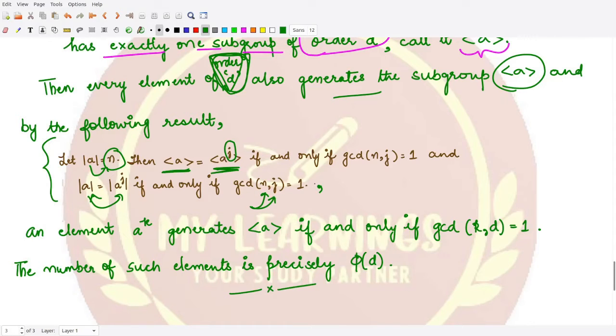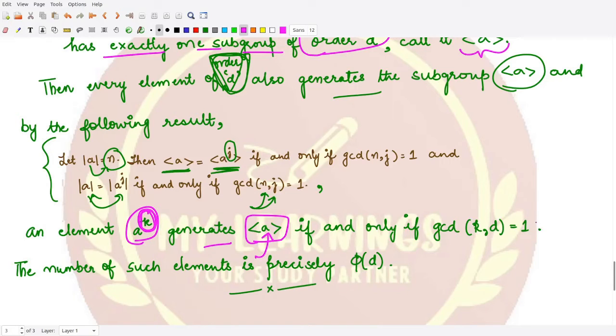So using the result here, a raised to the power k would generate the subgroup generated by a if and only if the GCD of this power k with the order of a, which is d, is 1. That means this power k is relatively prime to the order of the element a, which is d. So the GCD of k with d is equal to 1.